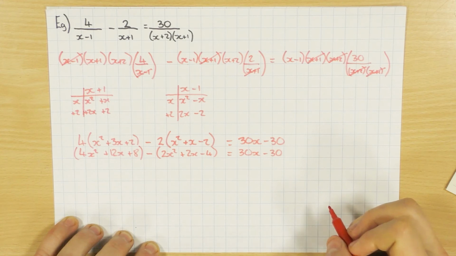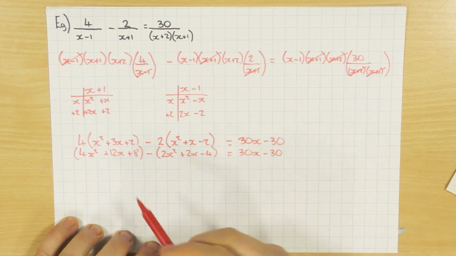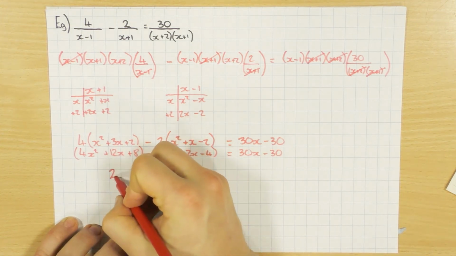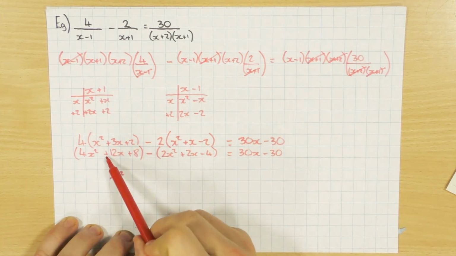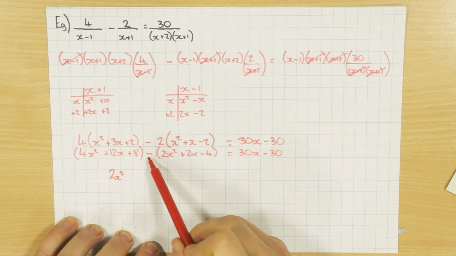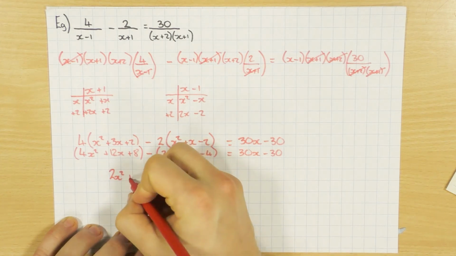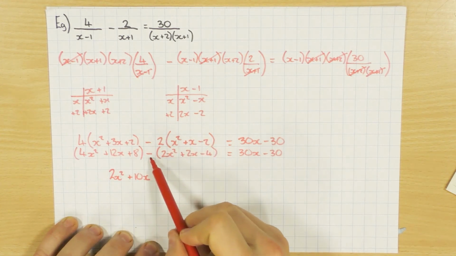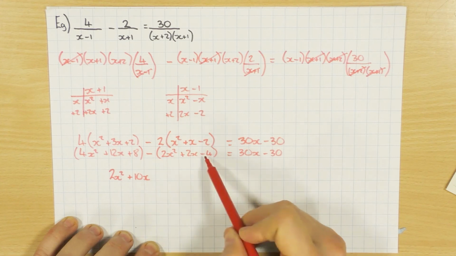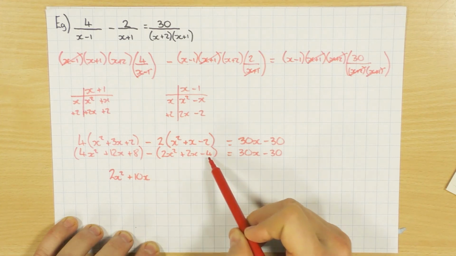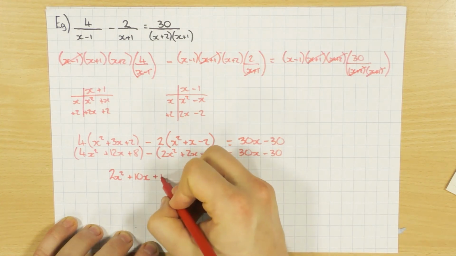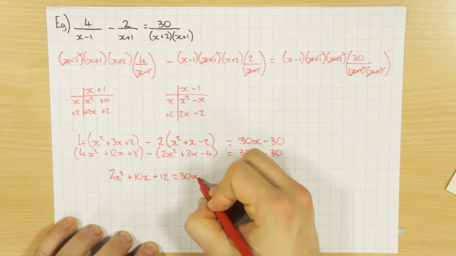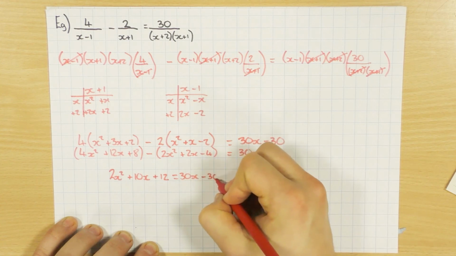So once you've got that, we can then obviously simplify it. So 4x squared, remember, take away 2x squared, leaves me with 2x squared. Plus 12x, take away plus 2x, that's going to leave me with plus 10x. And then 8 minus, so remember if we take away a negative, so 8 minus 4 turns into a plus, so that would be plus 12, and again that's equal to 30x minus 30.